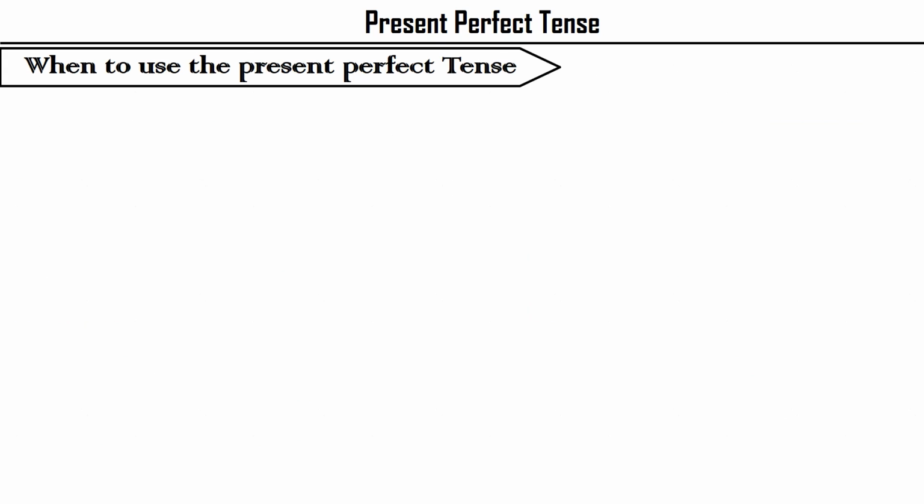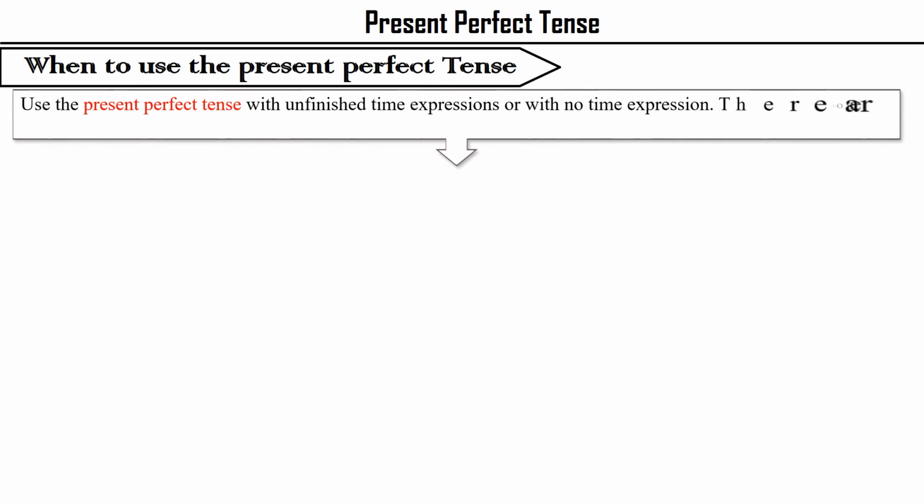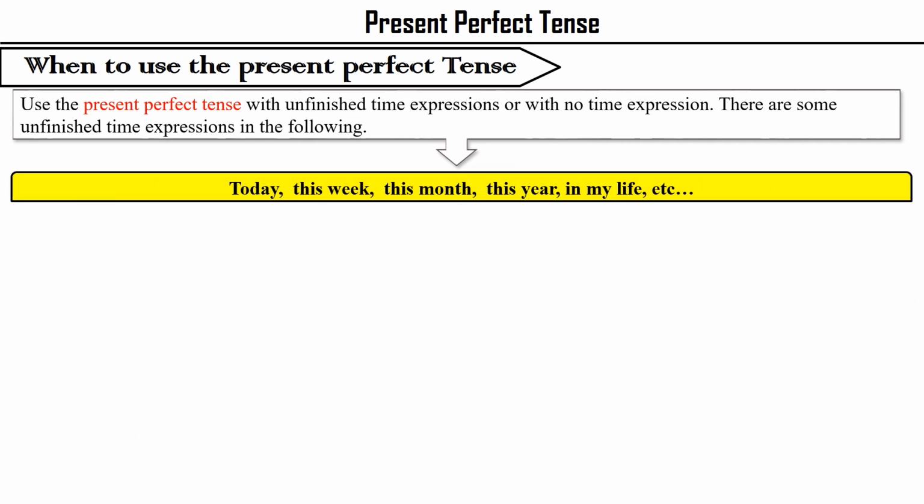When to use the present perfect tense? We can use the present perfect tense with unfinished time expressions or with no time expression. For example, the unfinished time expressions are today, this week, this month, this year, in my life, etc. Today is not over yet. This week is not over yet. This month is not over yet. This year is not over yet. My life is not over yet.